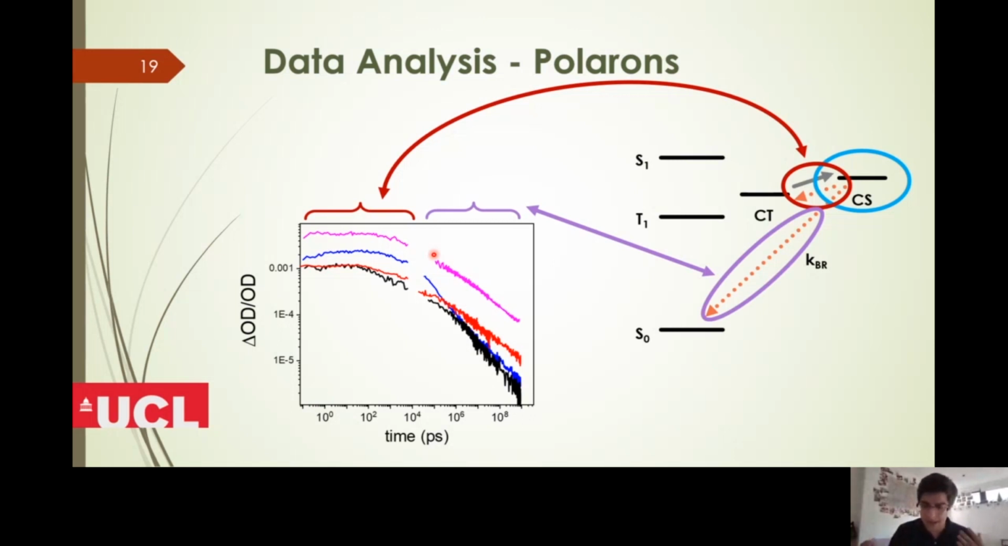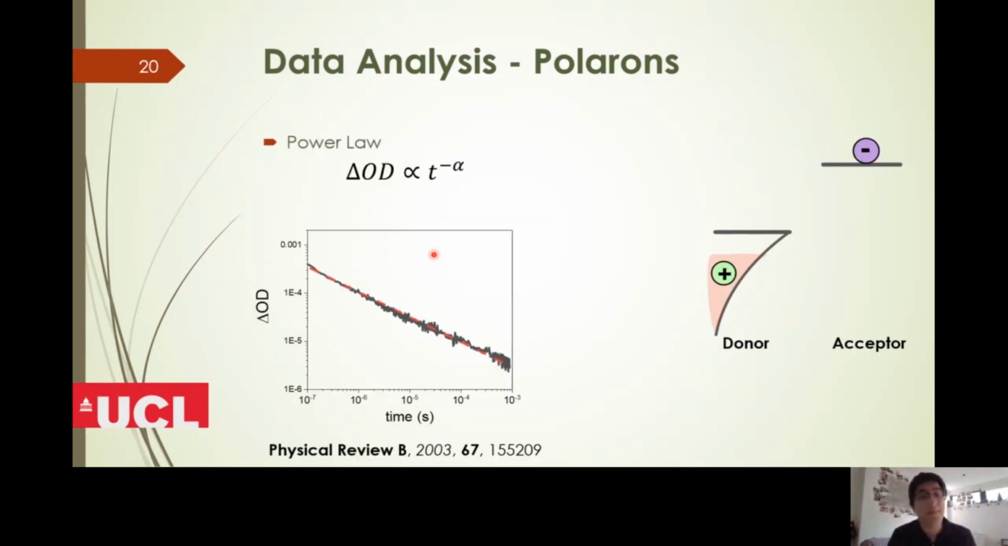Because of how polarons behave in organic solar cells, they follow a power law, like Jerry Nelson published in this paper. What is this power law associated with? It's associated with polarons trapped in the tail of the density of states. Okay, like here in this graph. This polaron is trapped here.